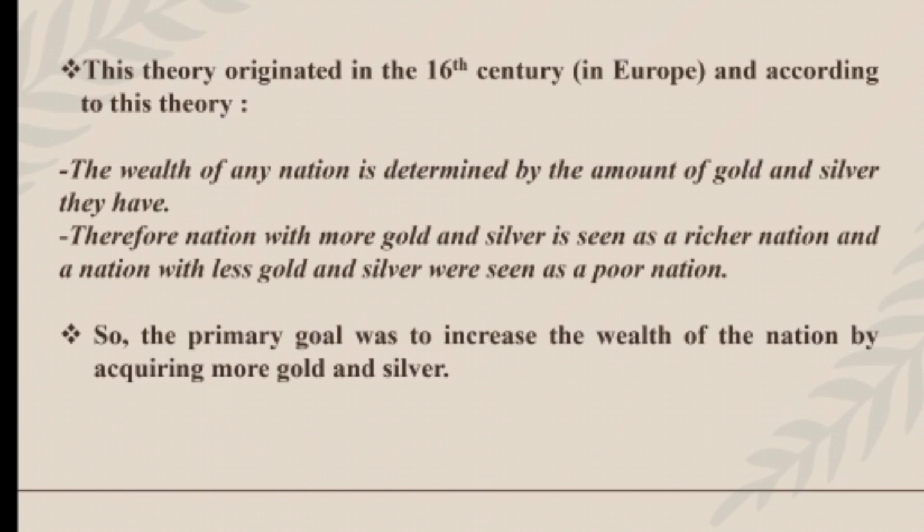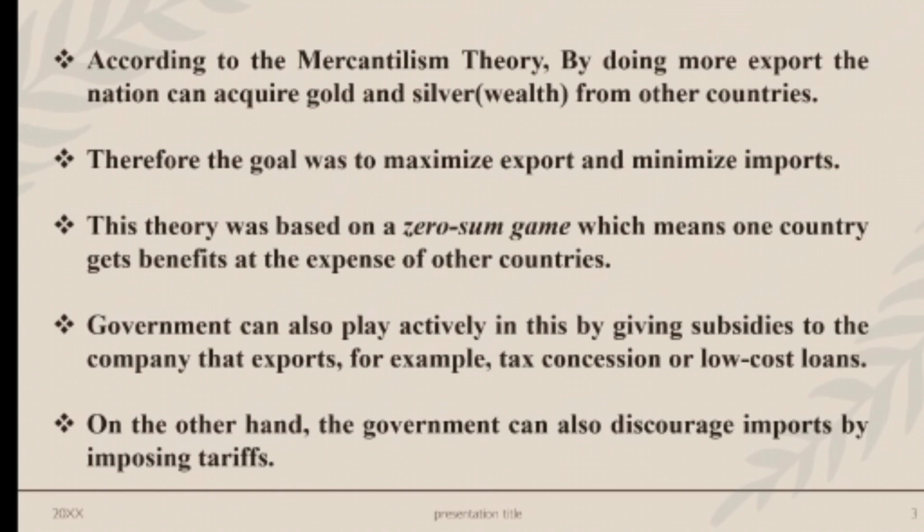Therefore, a nation with more gold and silver is seen as a richer nation, and a nation with less gold and silver was seen as a poor nation. So the primary goal was to increase the wealth of the nation by acquiring more gold and silver. But the question is, how can we acquire more gold and silver?